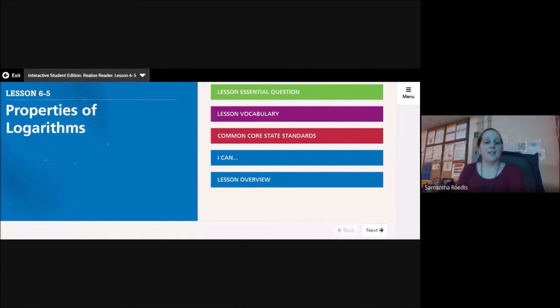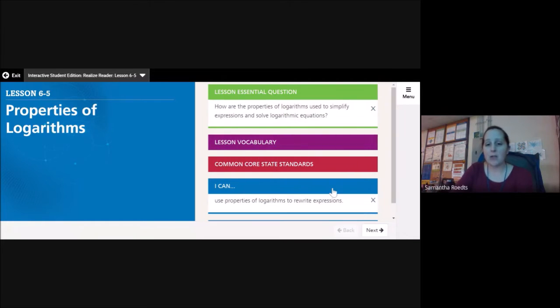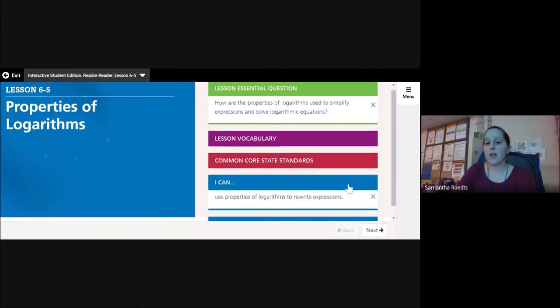Right, this is Unit 6, Lesson 5, Properties of Logarithms. So our lesson essential question is, how are the properties of logarithms used to simplify expressions and solve logarithmic equations? At the end of this lesson, you'll be able to use properties of logarithms to rewrite expressions.